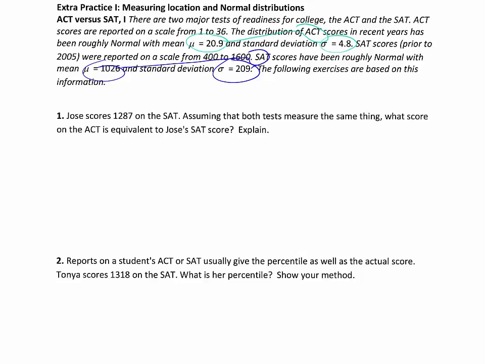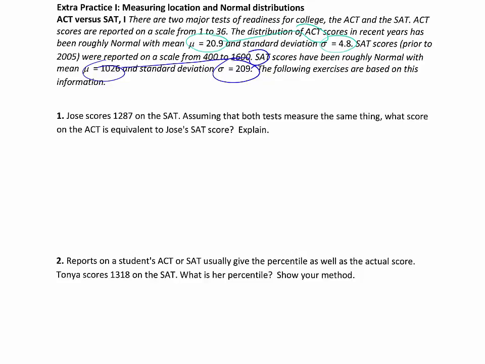So Jose scores 1,287 on his SAT. Assuming that both tests measure the same thing, what score on the ACT is equivalent to Jose's SAT score? So what we're looking for is where he took the SAT, what would a similar score be on the ACT if you were to take that? So we're probably going to need to compare some z-scores here.